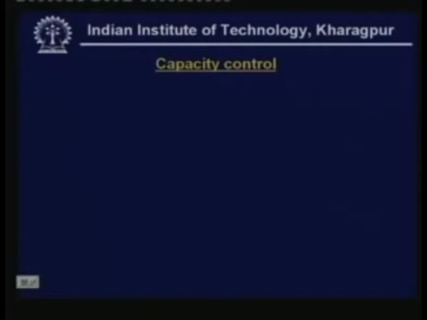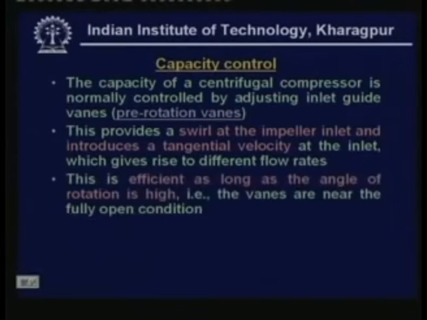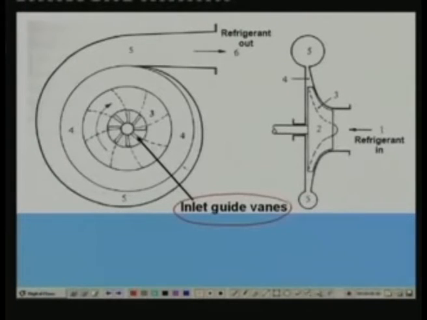Now let us look at capacity control. How do we control the capacity? The capacity of a centrifugal compressor is normally controlled by adjusting inlet guide vanes. In fact, in the last class I have explained what we mean by inlet guide vanes, and I have also mentioned that these are mainly used for controlling the capacity. So let us look at this. Okay, so this is the figure I have shown in the last lecture. So as I have already mentioned, these are the inlet guide vanes, and through which the refrigerant enters. Okay, then it takes a 90-degree turn and flows through the impeller.